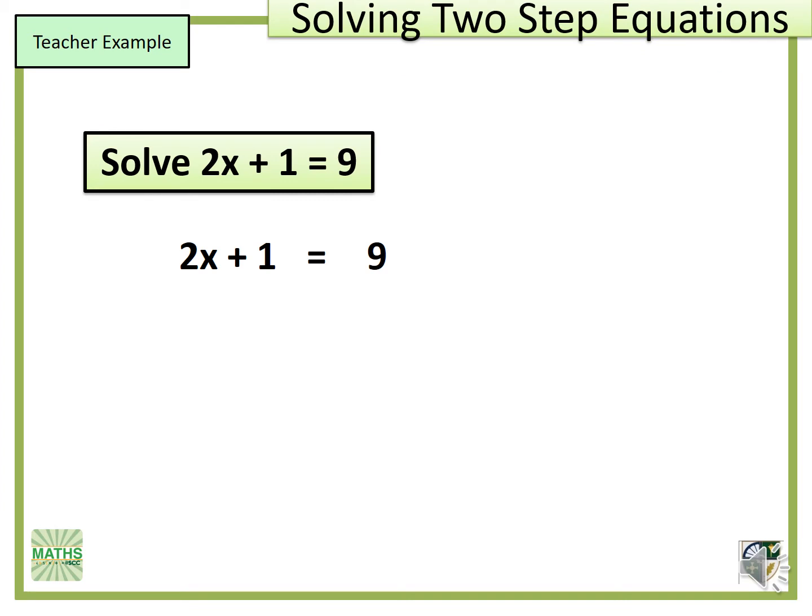Okay, firstly, solve 2x plus 1 equals 9. So we have an equation here. We want to have it looking like x equals something. So we need to get rid of any numbers or any terms which are not attached to the x, any of them which are not attached to this 2x. So the one which is not attached is this plus 1. So this is separate. So first things first, I need to get rid of that by doing an inverse operation. So the inverse operation of add 1 is subtract 1 on both sides. Subtract 1 on both sides, and we get 2x equals 8. That's our first step.